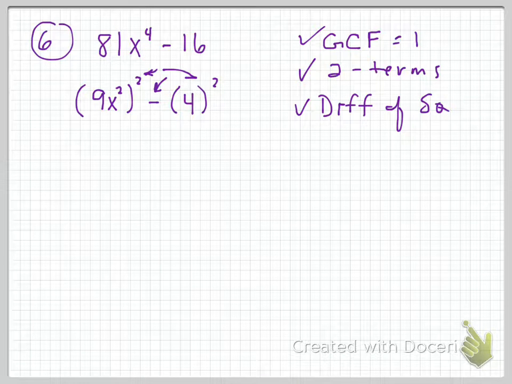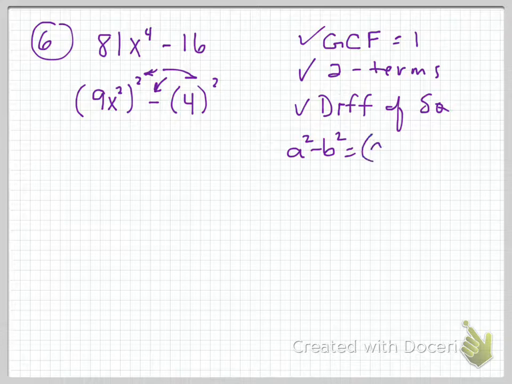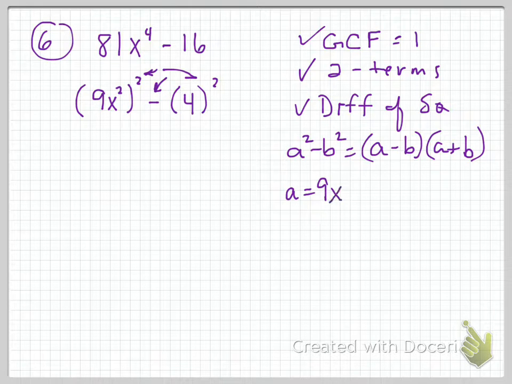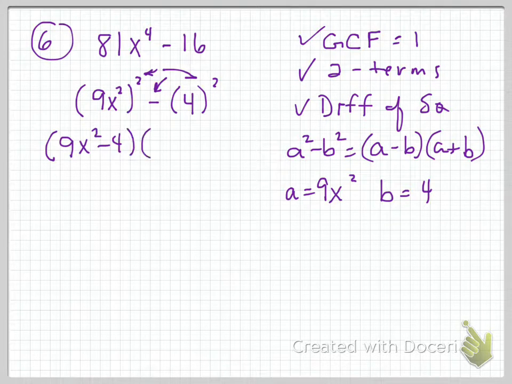And we have our formula for it that says a squared minus b squared is a minus b, a plus b. For us, a is 9x squared, and b is equal to 4. We just plug those in. We go a minus b, and we go a plus b. Oops, not a. It is a plus b in the formula, but for us it's 9x squared plus 4.